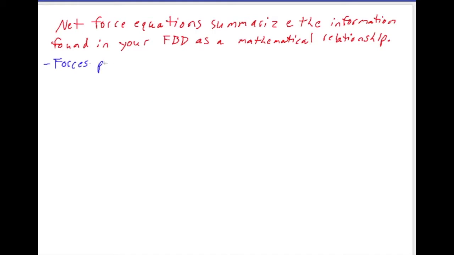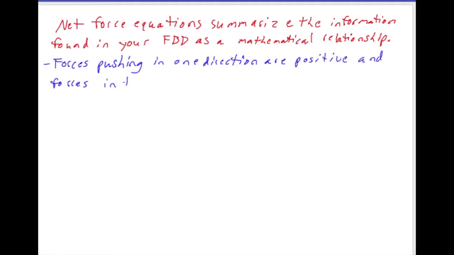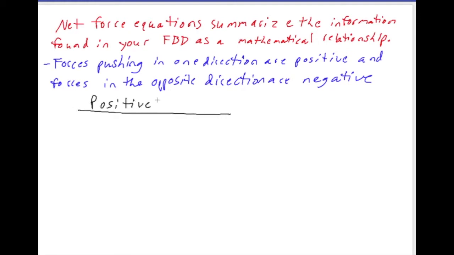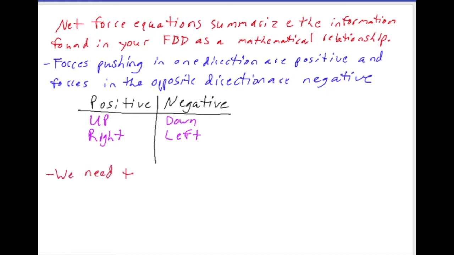So we need to remember that forces pushing in one direction are written as positive, and forces that are pushing in the opposite direction are going to be negative. For the sake of this class, forces that point up or to the right are going to be positive, and forces that point down or to the left are going to be negative. Since forces can either be in the x or y direction, we're going to need to write separate net force equations for each of those axes.